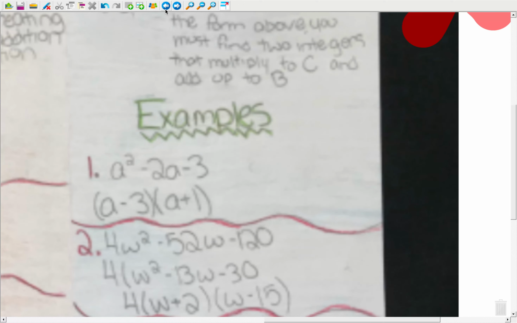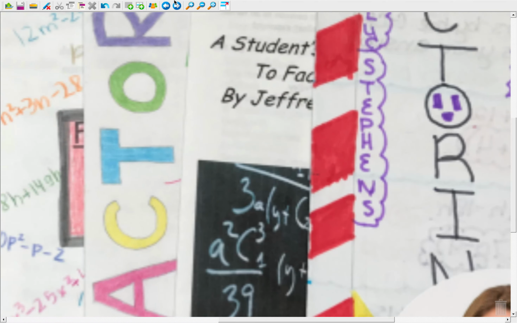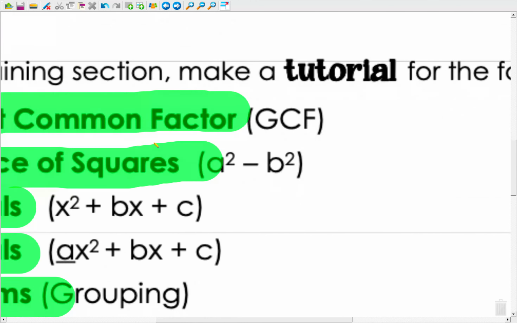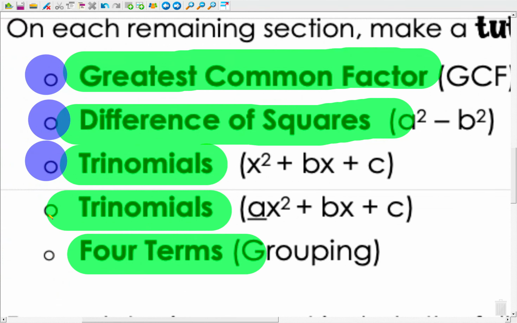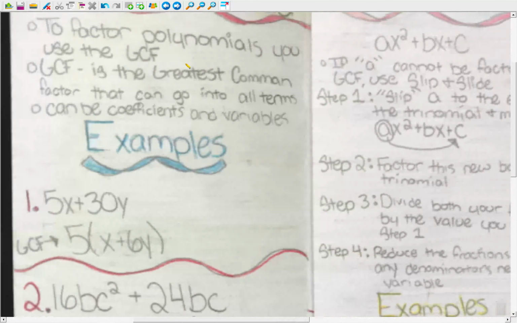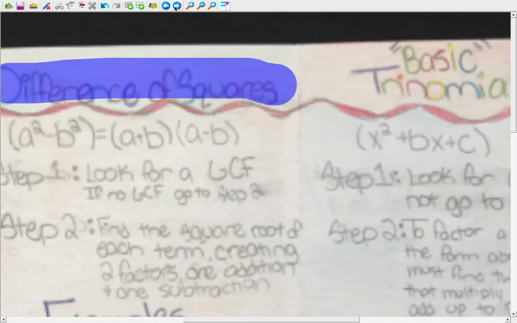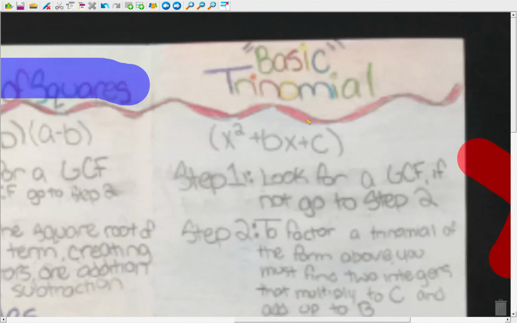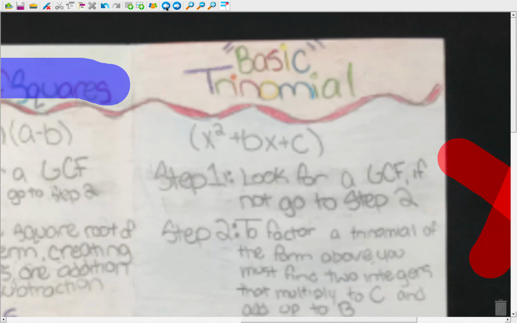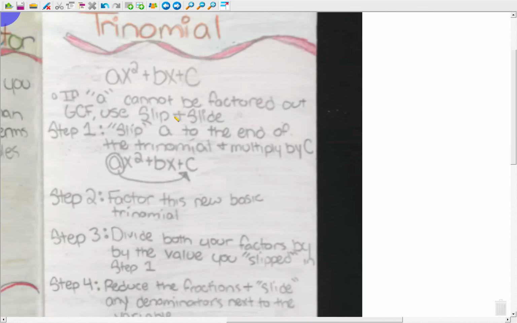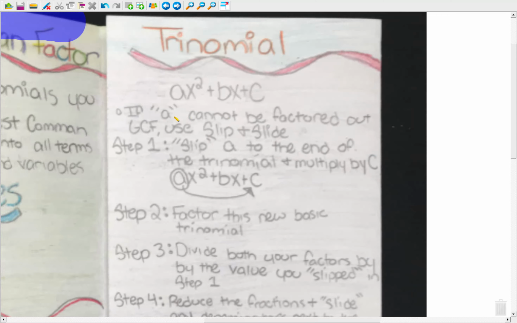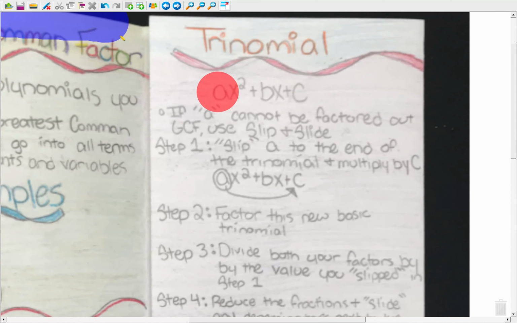Now, the next example was right here. A trinomial. It's not basic because the value in front of the x squared is going to be bigger than 1. So, again, remember we had greatest common factor and we had the difference of squares in the middle. Okay. And then we had the basic trinomial on the side. When you fold this basic trinomial back, there is where you're going to put the one for the trinomial when A is greater than 1.